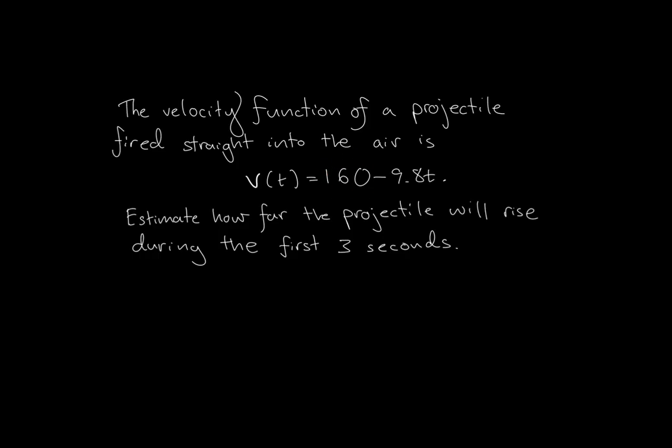Let's assume all we know is that we have some sort of machine here that will tell us the velocity of that projectile, which is tossed straight upwards. In other words, it only has vertical motion. So this would be the velocity of the projectile purely up and down. This tells us the velocity at any moment in time. And I want to know how far the projectile will rise during the first 3 seconds.